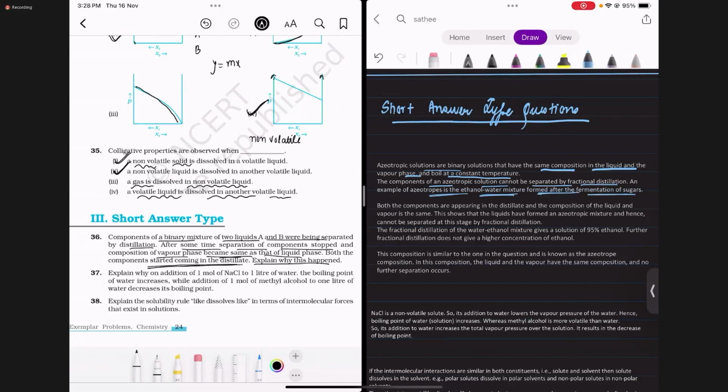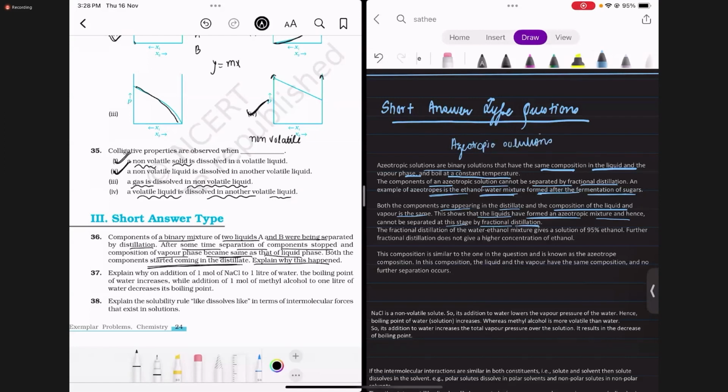तो उसमें भी हमने ethanol and water का example देखा था. So both the components are appearing in the distillate and the composition of the liquid and vapor is the same. This shows that the liquids have formed an azeotropic mixture and hence cannot be separated at this stage by fractional distillation. यानी कि जब ये एक ऐसे पॉइंट पे पहुंच जाते हैं when the composition in the liquid phase and vapor phase is same, तो इन्हें हम azeotropic solution बोलते हैं. And azeotropic solutions cannot be separated further by fractional distillation. ये वहीं पे रुक जाता है.